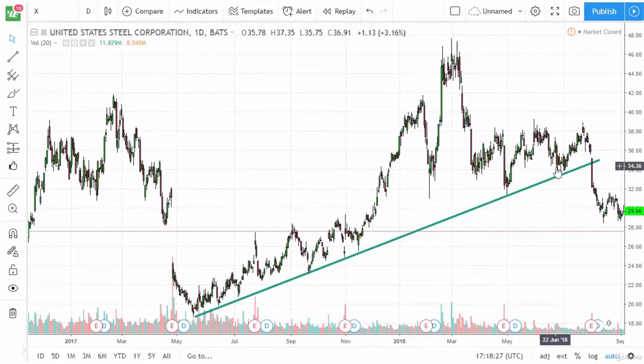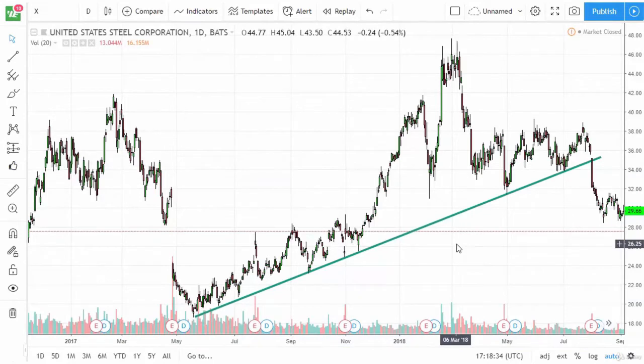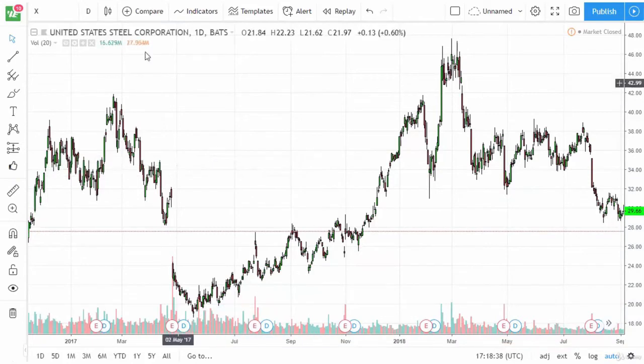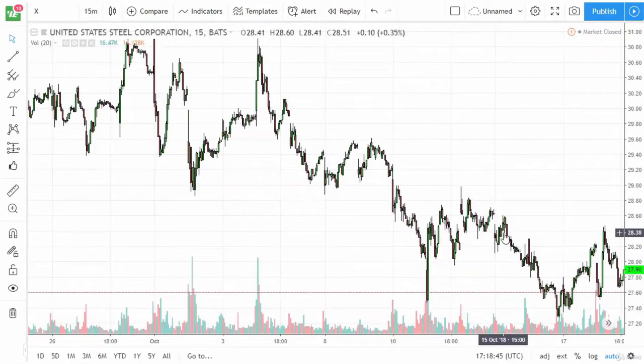That, and so on. Now you can see that we have clearly gapped lower and broken that trend line. So that shows that the trend may be changing from a longer term perspective. Now, day traders, of course, won't necessarily be using the daily chart. It does give you an idea of where the market may be going longer term.